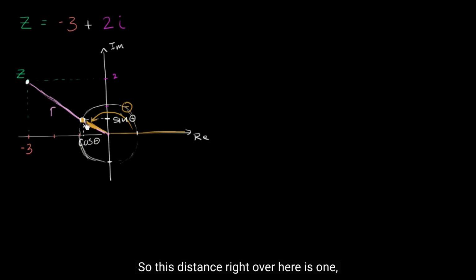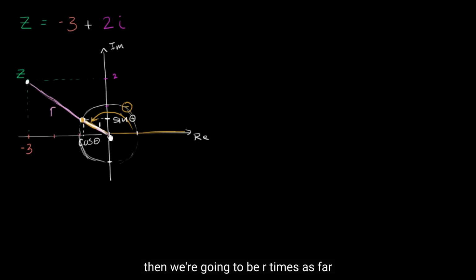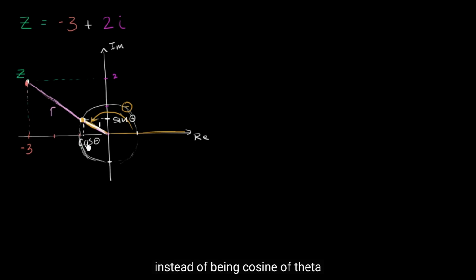So this distance right over here is 1. But now we are r away from the origin, r times as far. So if we're r times as far in that direction, then we're going to be r times as far in the vertical direction and r times as far in the horizontal direction. We're going to scale everything by r. So the horizontal coordinate of this point right over here, instead of being cosine of theta, is going to be r times cosine of theta.